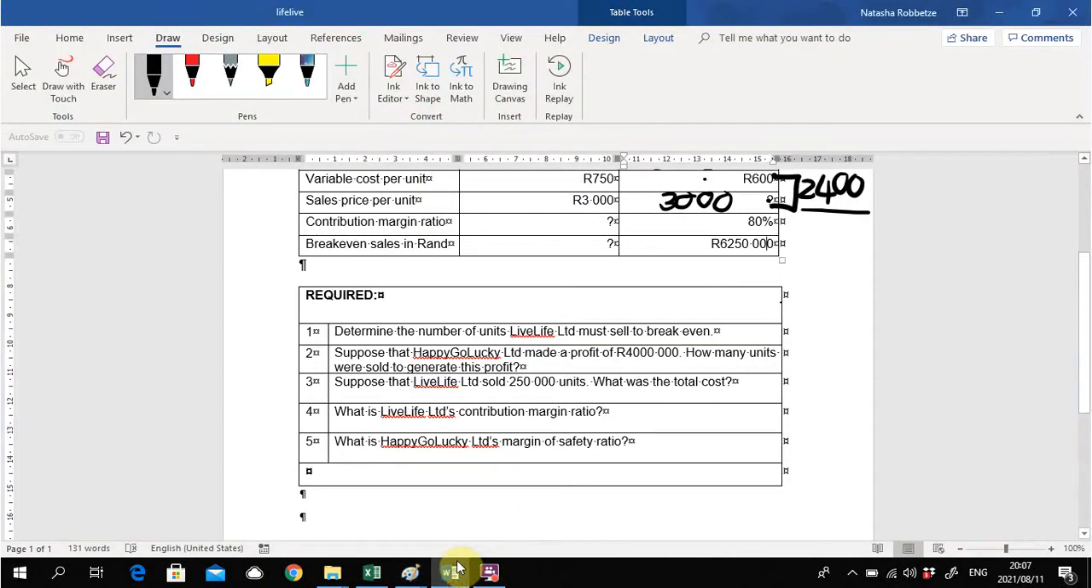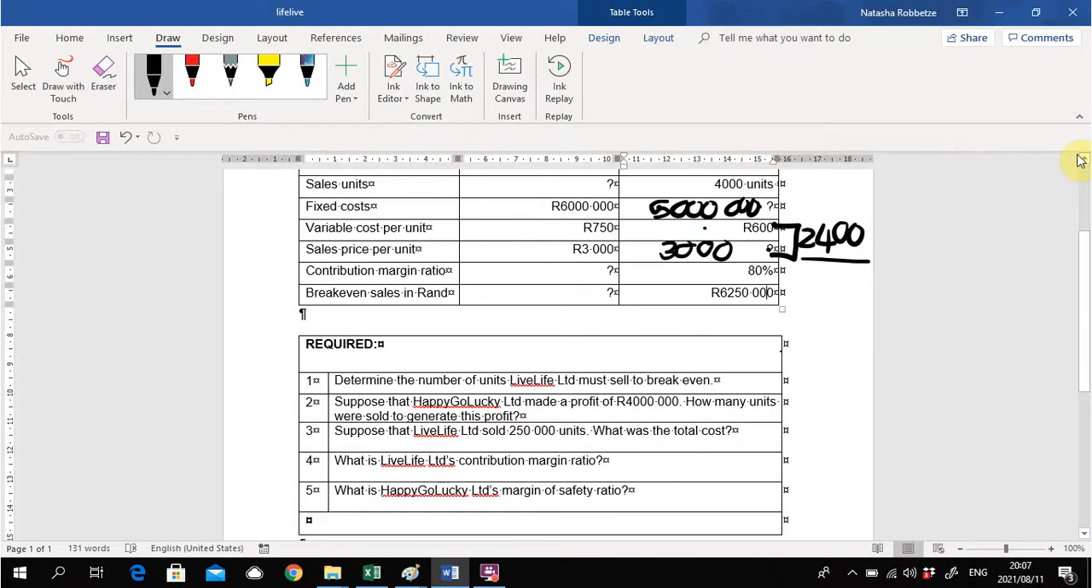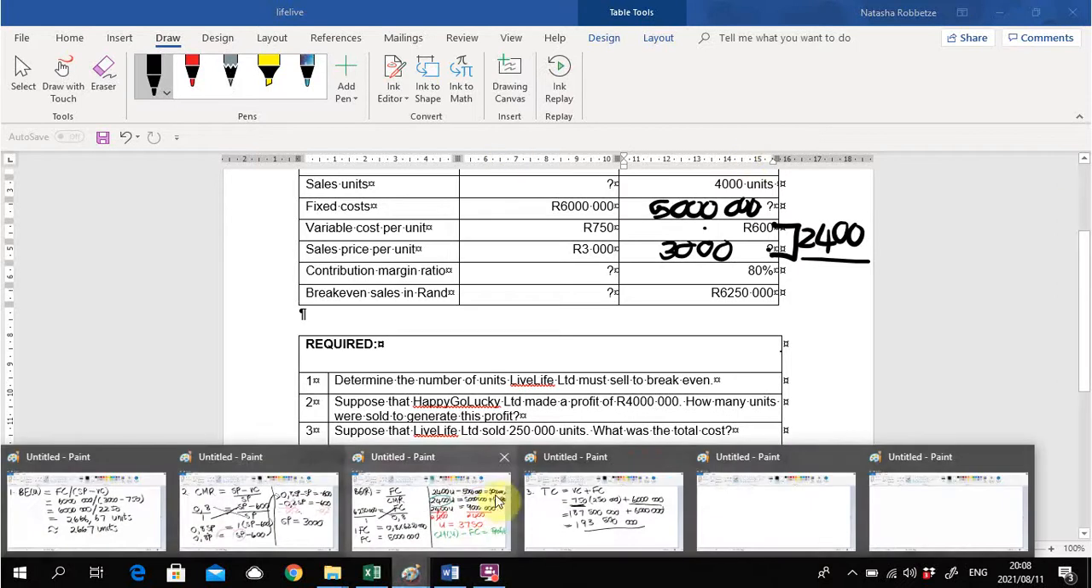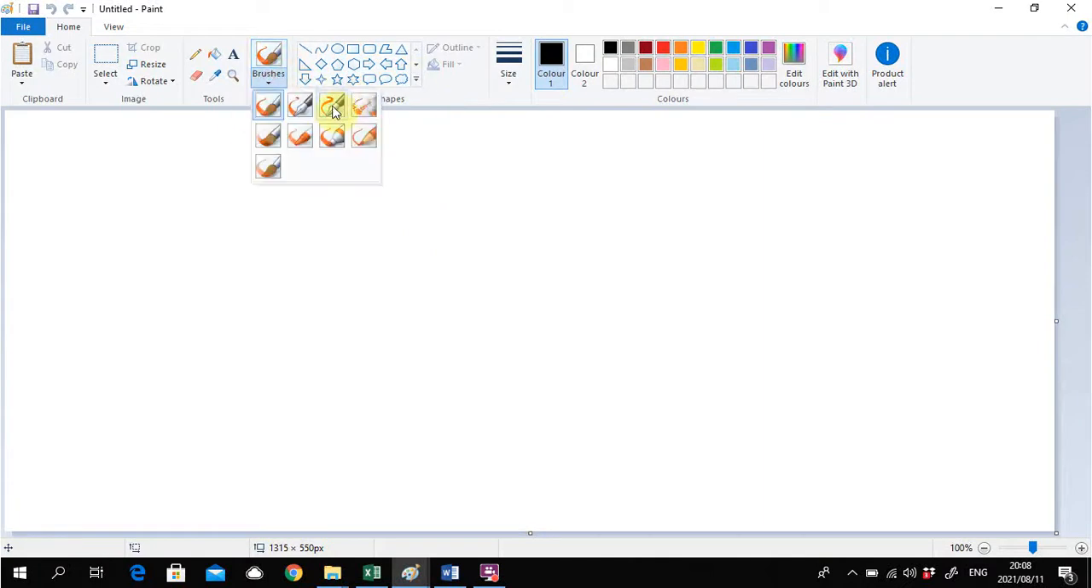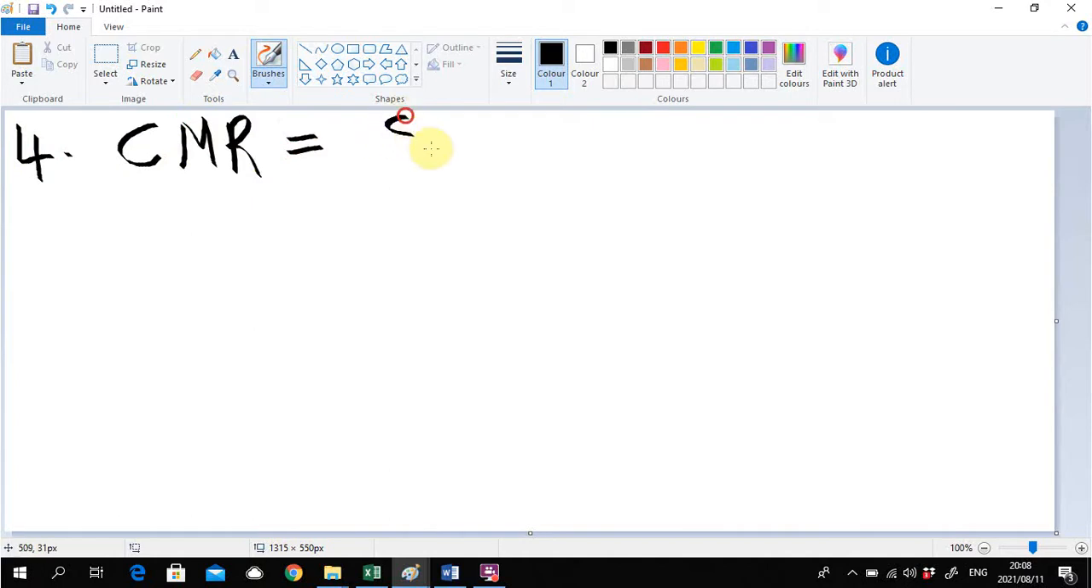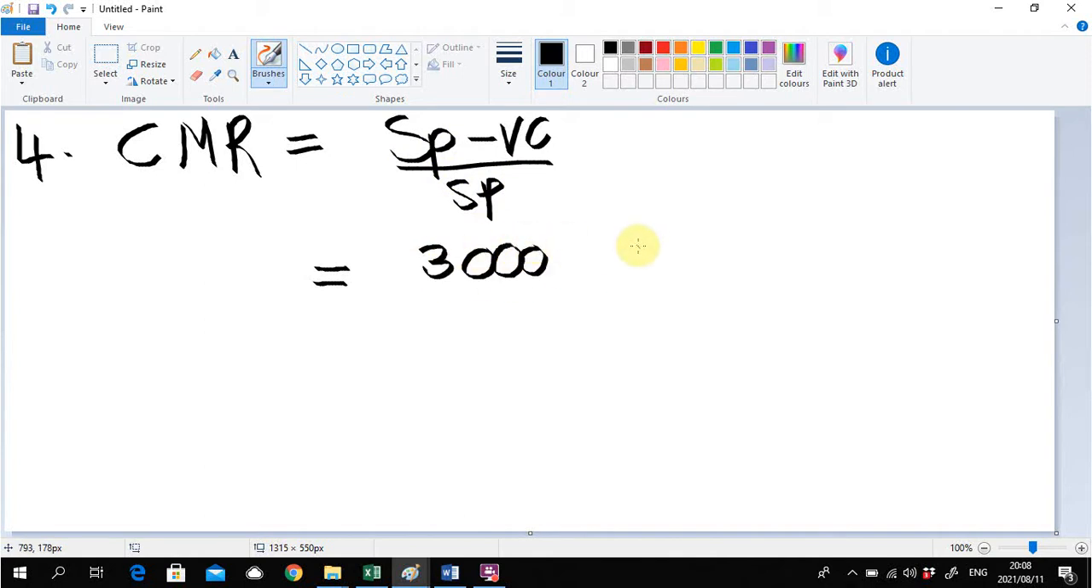Right, let's look at required number 4. It says, what is the contribution margin ratio for Livelife? Right, so number 4, we need to do the contribution margin ratio. Again, if you do not know the formulas, it's going to be a nightmare. So it's the sales price minus the variable cost divided by the sales price. Right, so this is then, our selling price is 3,000 for Livelife. Our variable cost is 750 and we are going to divide it by 3,000.